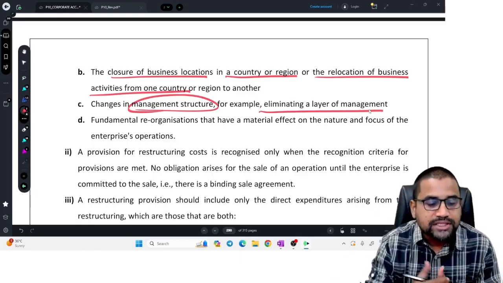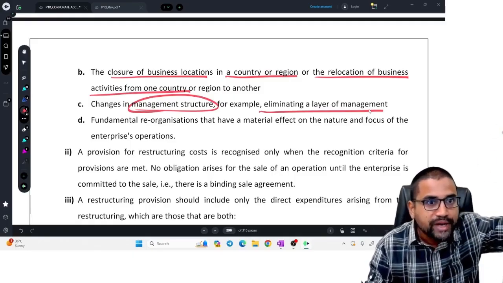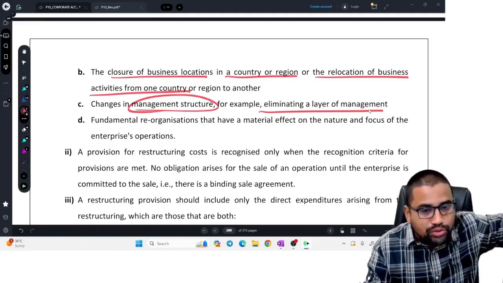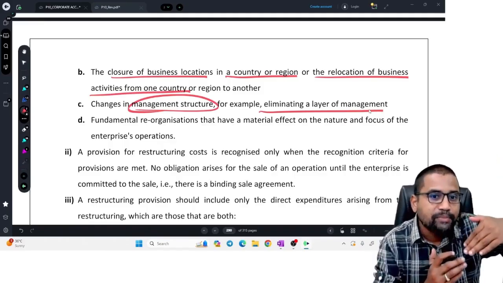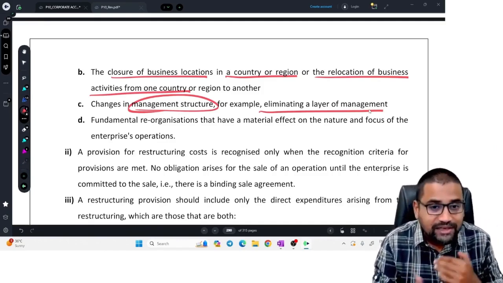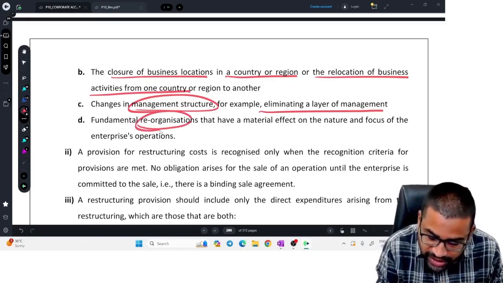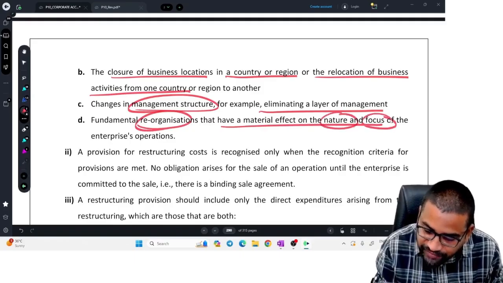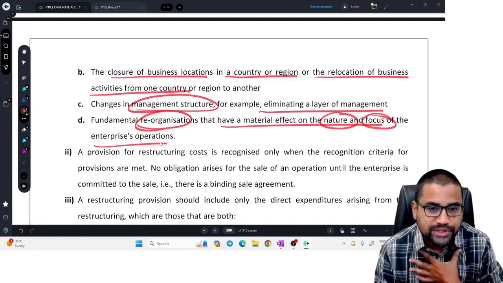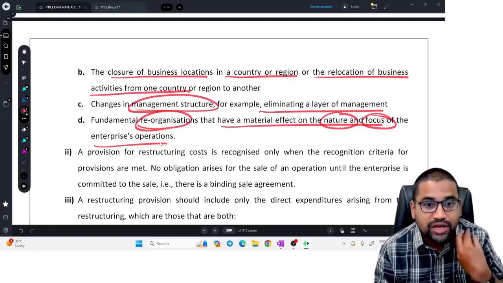Suppose we are making changes in the management structure. For example, we have top level, middle level, below level, executive level. So we want to eliminate the middle level, directly the top level and below level. That's it, executive level. Like that, in management structure, we want to bring changes. Fundamental reorganizations that have a material effect on the nature and focus of the enterprise's operations. And we want to change our nature and focus of operations. So we want to bring some fundamental changes, re-engineering of the organization, reorganization.